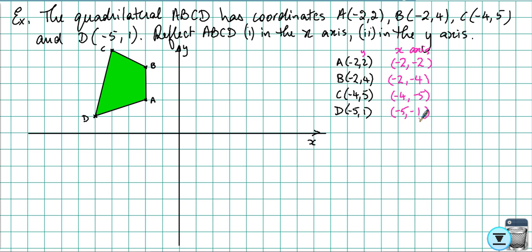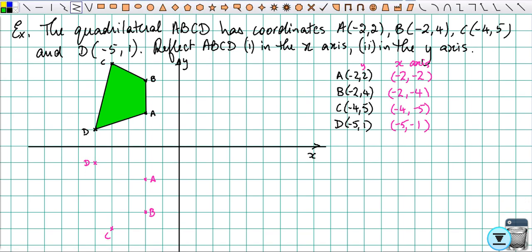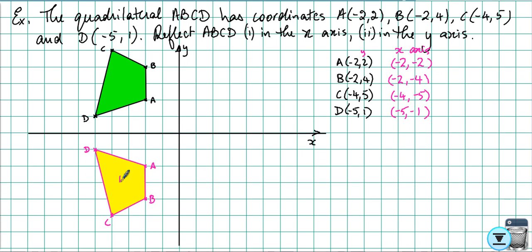And I go and plot. So it's minus 2, minus 2, minus 2, minus 4, minus 4, minus 5, and minus 5, minus 1. That was A, that's B, that's C, that's D, and there I have my reflected shape. And that is a reflection in the x-axis. Alright? So that's problem number 1. Problem number 2 was a reflection in the y-axis.